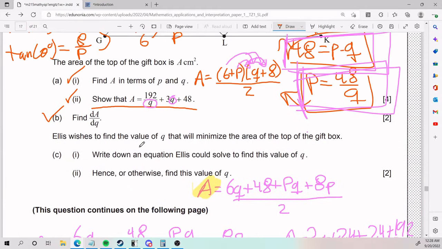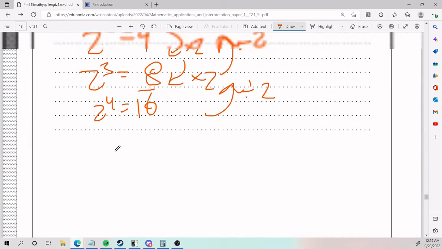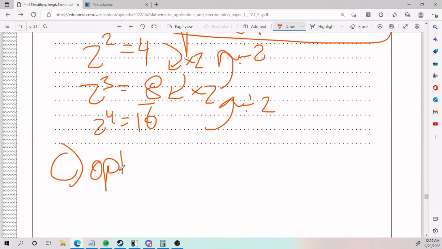Moving on, we have that Ellis. Ellis wishes to find the value of Q that will minimize the area of the top of the gift box. Write down an equation Ellis could solve to find this value of Q, and hence or otherwise find this value of Q here. See? So, optimization. For optimization, it is a whole lot easier than what you think.